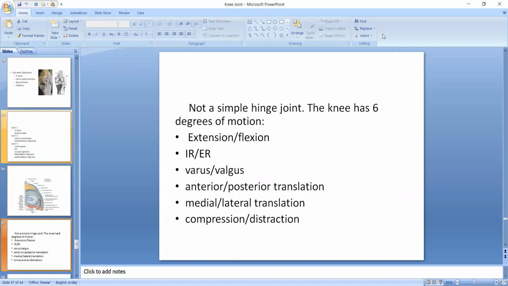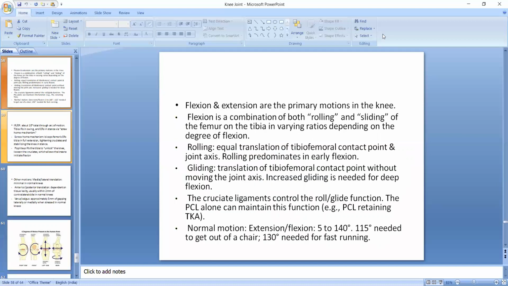Not a simple hinge joint, the knee has 6 degrees of motion. These motions are extension, flexion, internal and external rotation, varus and valgus, anterior and posterior translation, medial and lateral translation, and compression and distraction also. Flexion and extension are the primary motions in the knee.